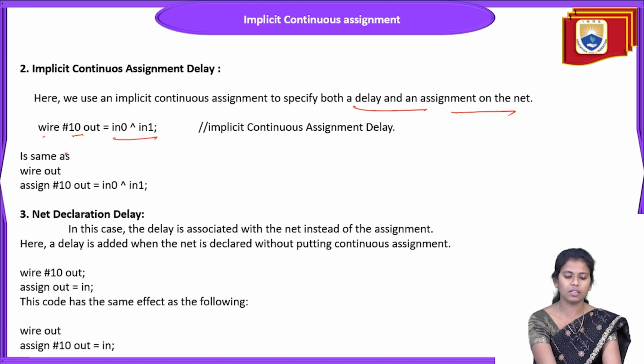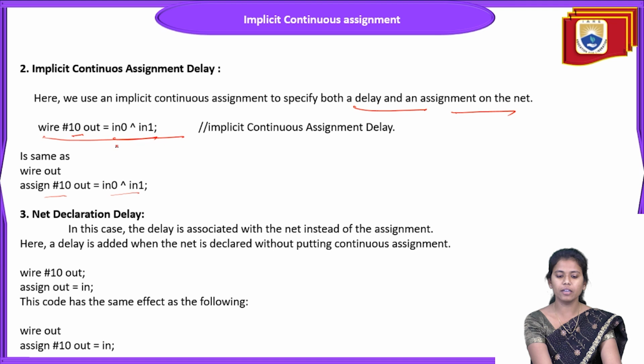This is how we represent a wire with 10 nanoseconds of delay directly on the output. That output is nothing but in 0 or in 1, so it's the same as a wire with an assign. Here is the difference from the normal continuous assignment: a normal continuous assignment simply assigns with 0, but with the implicit continuous assignment we assign directly, with a 10 nanosecond delay, out equals in 0 and in 1. Both inputs of this are nothing but an AND gate.